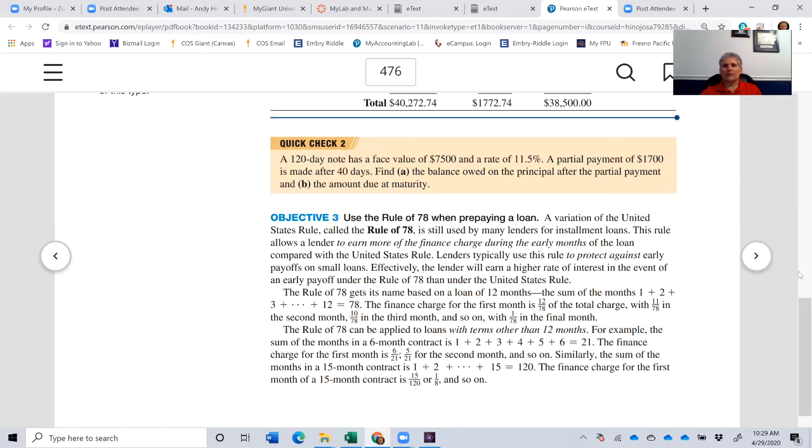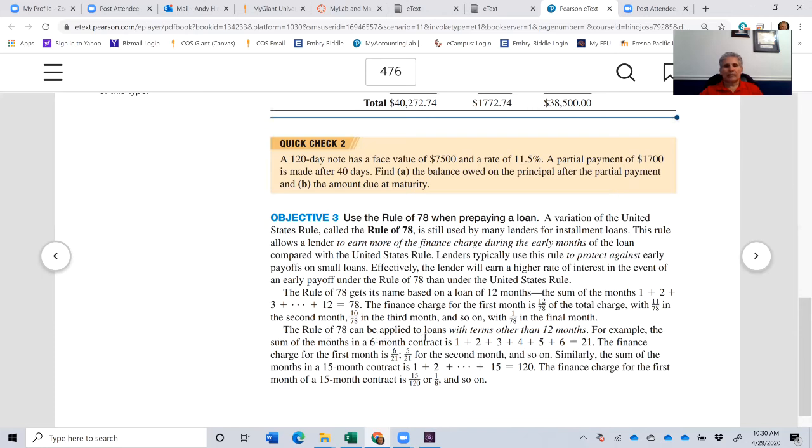All right. So the rule of 78 gets its name based on a loan of 12 months. The sum of the months, 1 plus 2 plus 3 all the way through 12, gives us 78. The finance charge for the first month is 12/78 of the total charge, then 11/78 for the second month, and 10/78, etc.